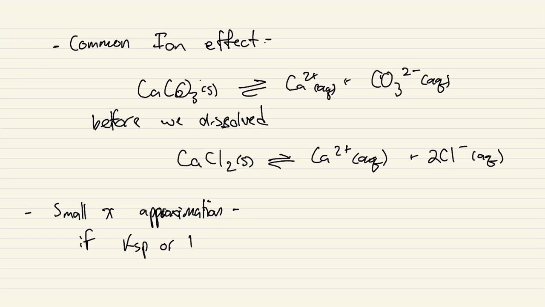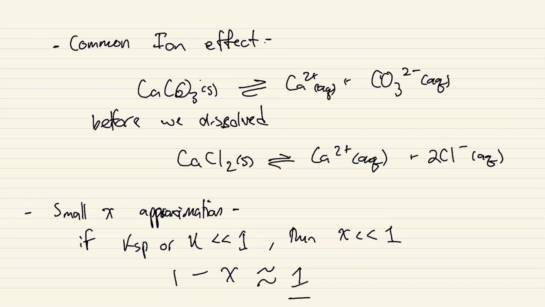if Ksp, or K, the equilibrium constant in general, is very, very small, then we know the change on the way to equilibrium is going to be very, very small. So if we have something like 1 minus x, if x is much smaller than 1, then we can say that this is approximately equal to 1 in this case, right? So this will allow us to simplify terms in our polynomials, right? When we're solving for this change on the way to equilibrium.